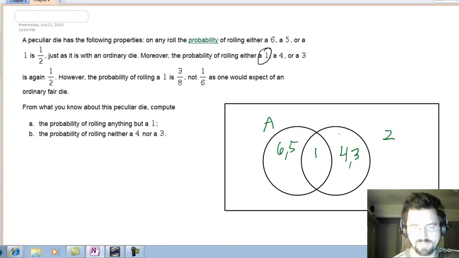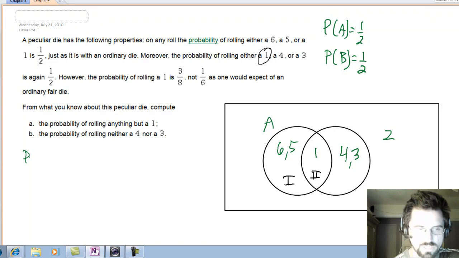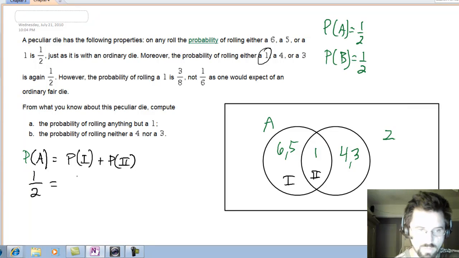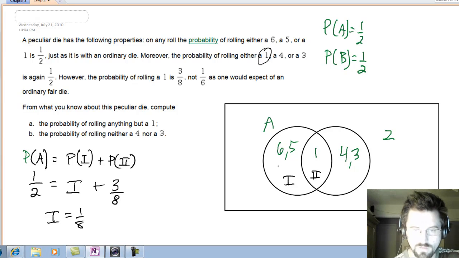Now if we have a half chance of rolling any of these, P of A equals 1/2. P of B equals 1/2 as well. But the probability of rolling a 1 is 3/8. So the easiest way to think of it: region A is composed of 1 and 2. So P of A is equal to P of 1 plus P of 2. Our chance of that is 1/2. P of 1 we don't know, but we do know P of 2, they just told us, is 3/8. So by subtracting again, we have a 1 in 8 chance of rolling this.